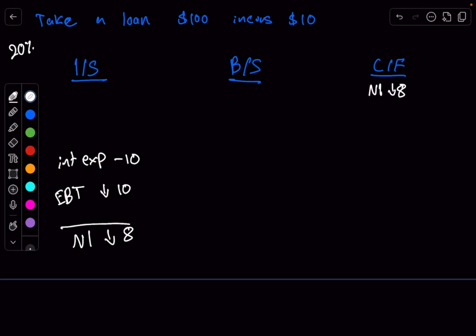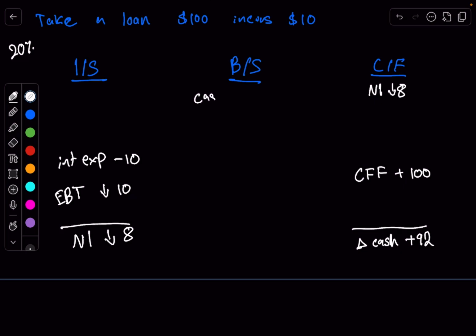That's going to be down by 8. But we also have to recognize that we took out a loan of $100 here, right? So under cash flow from financing, you're going to do an additional $100 that's available to you from the loan, meaning that overall, your cash has increased by $92 because our net income is down by 8. Our cash flow from financing, we got $100 for taking out that loan. So if we net the two, we get $92, right?